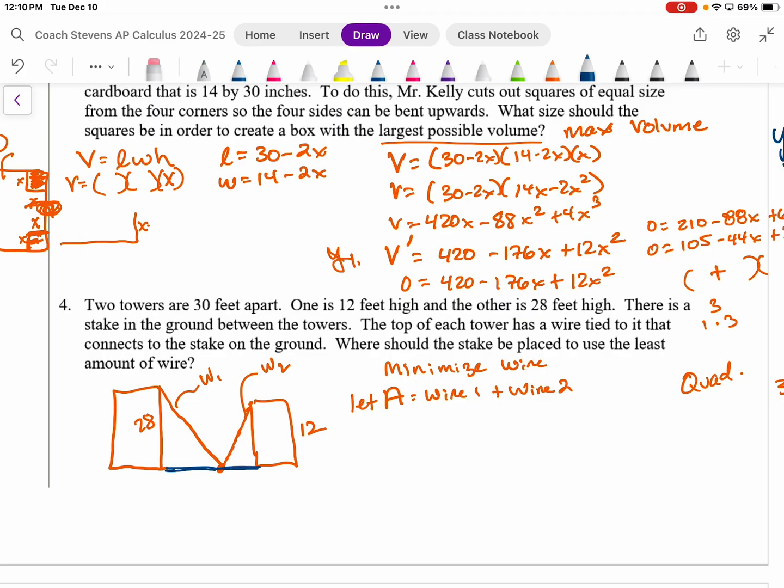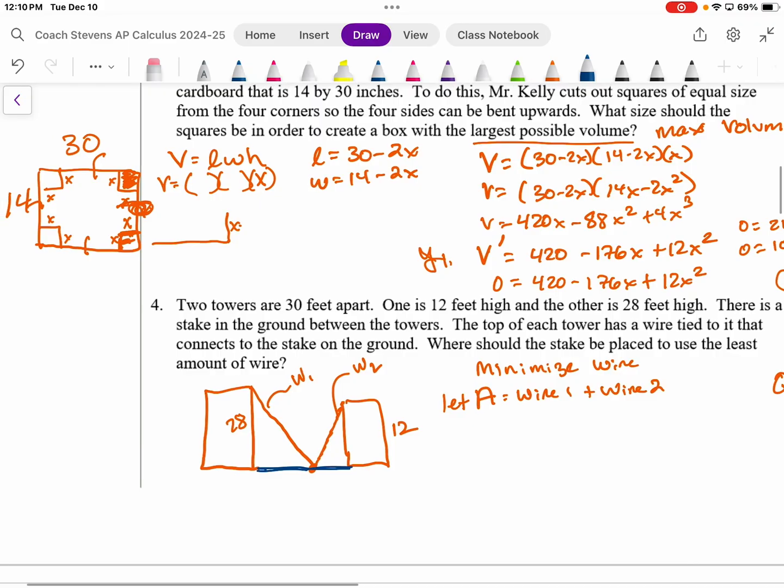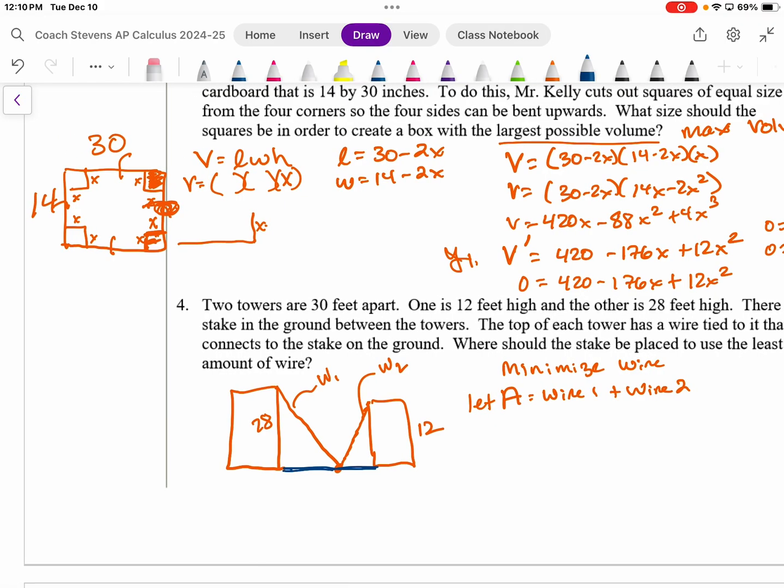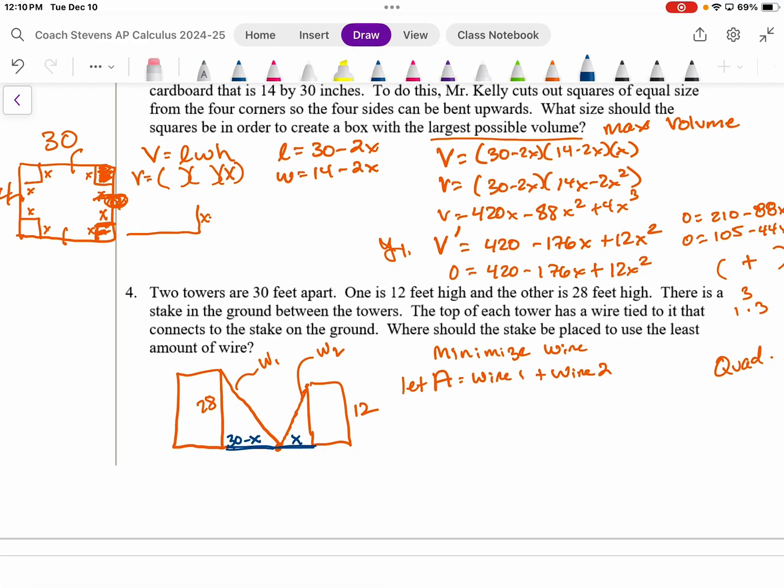And now what we have to do is, we know the lengths on the bottom are two different sides. So what you have to do is now pick which side you want to be x. You want it to be the bigger side or the smaller side? Doesn't really matter, because the other side is going to be the opposite. So I'm going to let the smaller side be x. That forces this other side to be 30 minus x. And the reason it's 30 minus x is because they tell us the two towers are 30 feet apart. So we let one side be x, the other horizontal side be 30 minus x.